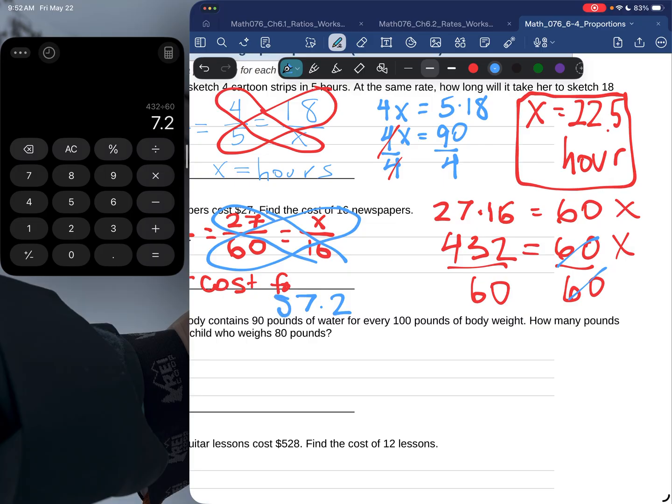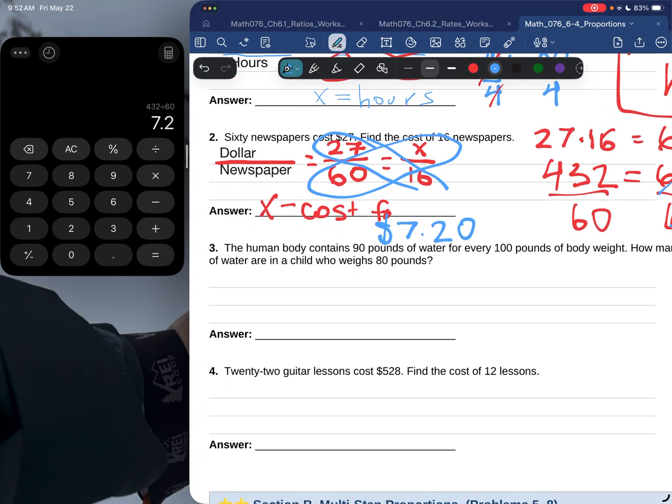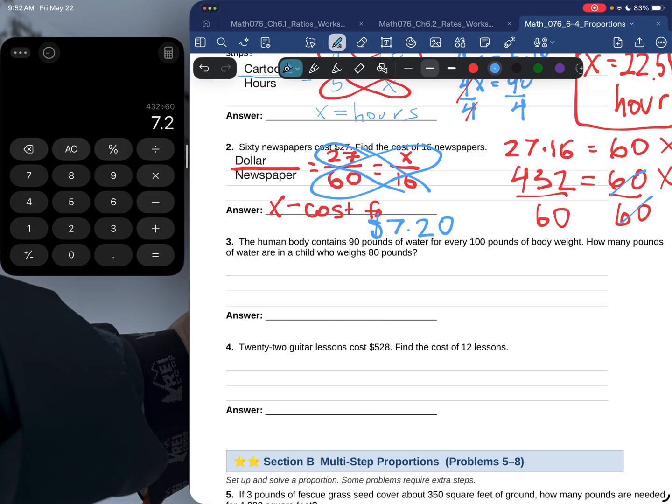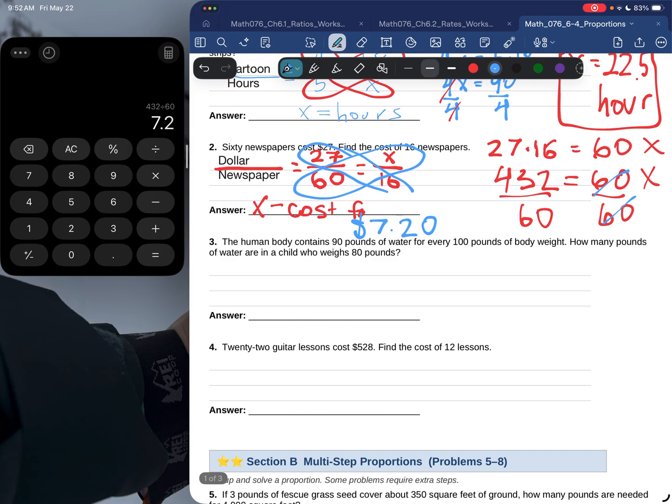So cost is in dollars. So I'm going to say $7.20. Okay. I'm going to skip number 3 and let y'all solve that one on your own.